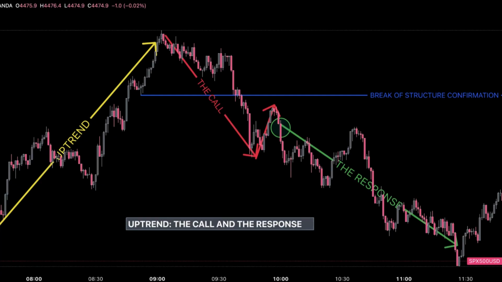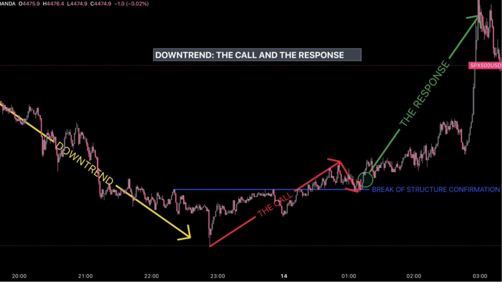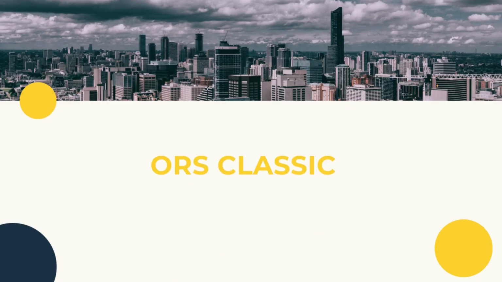here it is in the market, the call and the response. And an opposite trend example, the call and the response. Last but not least, the ORS Classic.